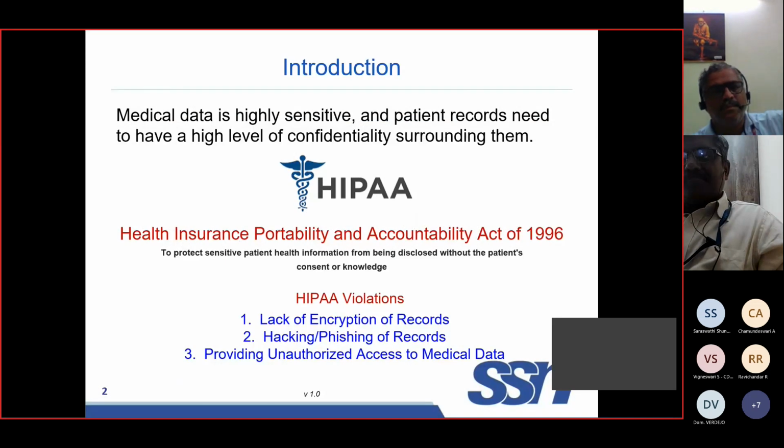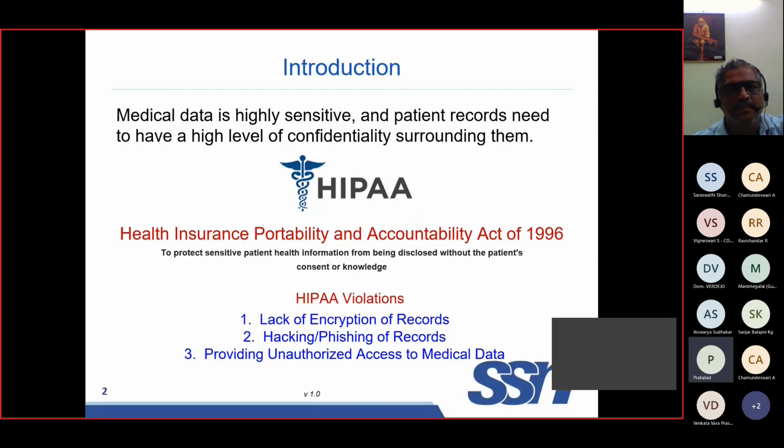Before I introduce our paper, I'd like to give a brief introduction about the need to encrypt medical data. Medical data is very sensitive in the first place, and patient records always need a high level of security and confidentiality. According to HIPAA, the Health Insurance Portability and Accountability Act, it's necessary to protect sensitive patient health information from being disclosed without the patient's consent or knowledge. Some of the most basic violations of HIPAA include the lack of encryption of records, and the lack of encryption would thereby lead to hacking and phishing as well. Even providing unauthorized access to medical data is strictly prohibited. This means that all medical data has to be encrypted in a secure fashion.